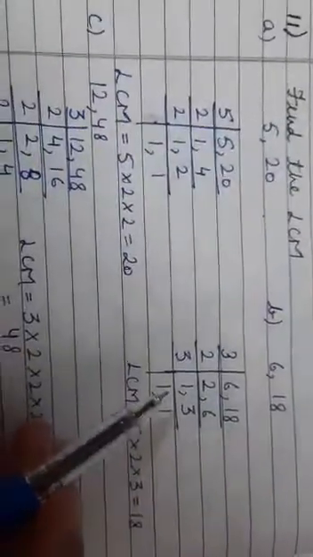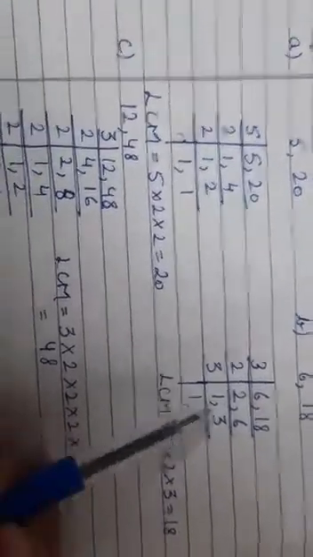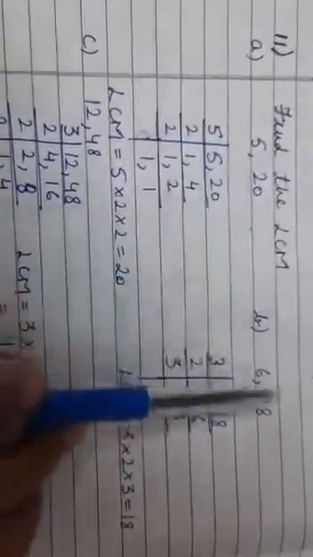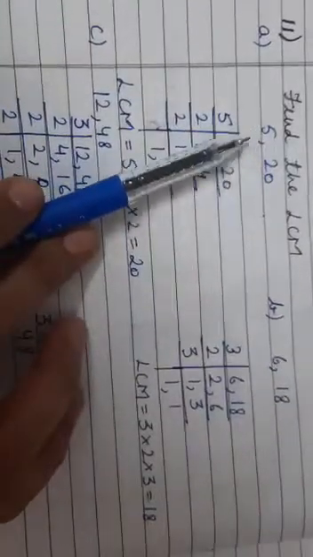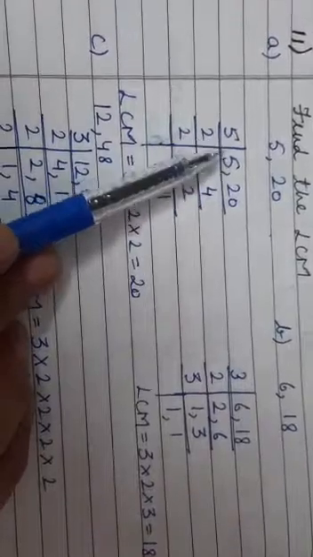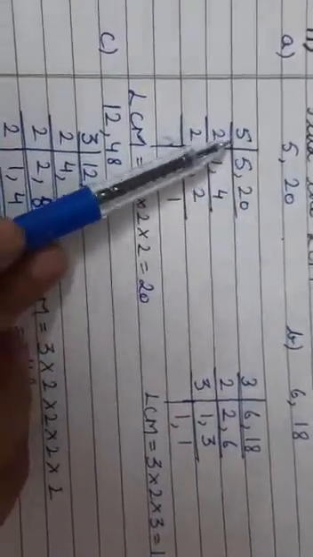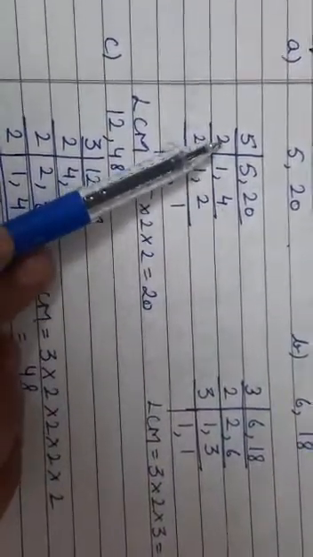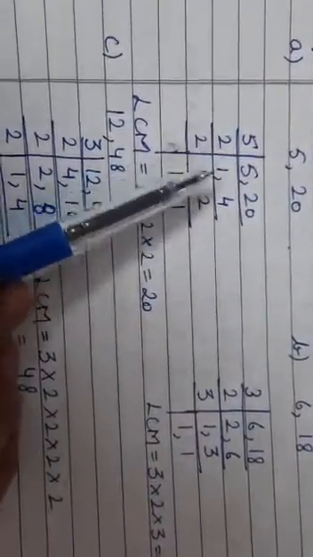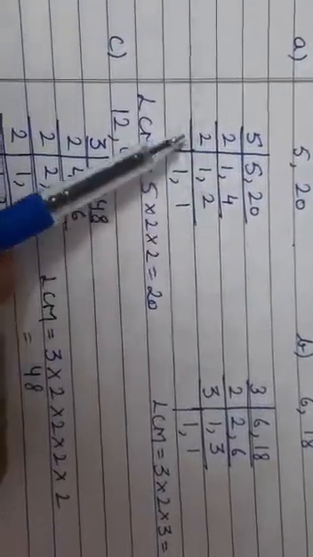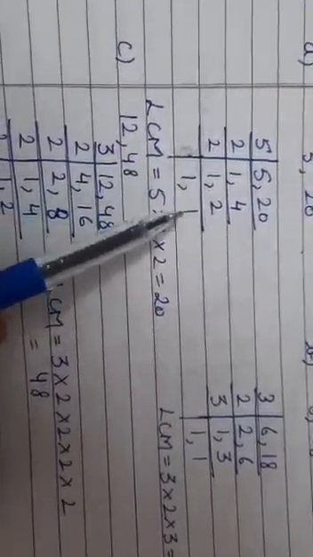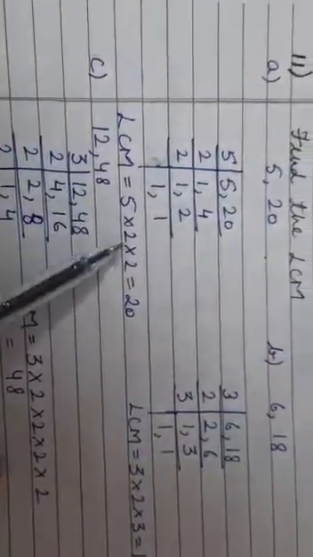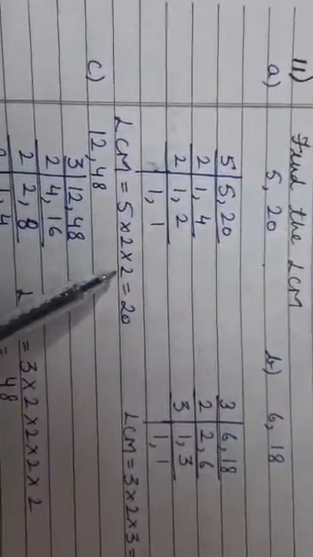Number 11. Find the LCM of the following numbers in which one number is the factor of the other. What do you observe in the results obtained? Here again you will find the LCM of the numbers. Let us take A part, 5 and 20. You will divide first by 5, as 5 is the common factor. 5 1s are 5, 5 4s are 20. Again now we will divide by 2, as 4 comes in the table of 2. 1 comes as it is, 2 2s are 4. Again by 2, 1 and 1. So what is LCM? 5 multiply 2 multiply 2. 5 2s are 10, 10 2s are 20.